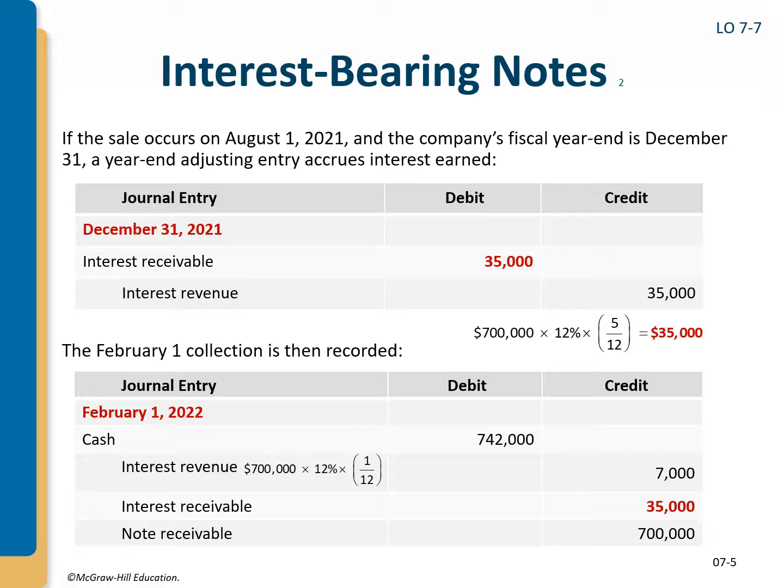So when you have a note begin in one accounting year and end in another, you're going to have an adjusting journal entry for the accrued revenue on that note, as we just saw.